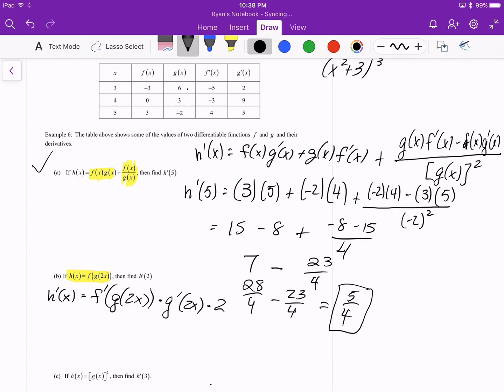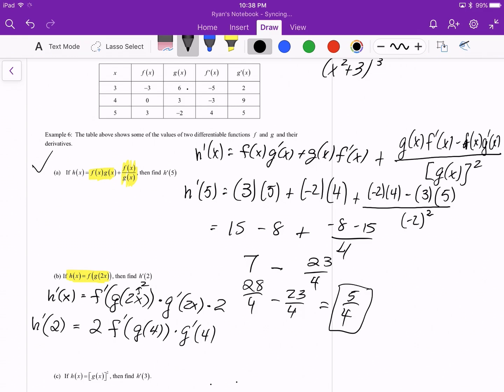And then I have to remember to take the derivative of the inside of that function, and the derivative of 2x is 2. Okay, so if I go ahead and plug in 2 here, since it's asking me to find h prime of 2, then that's going to say what? I'm going to move the 2 to the front to make that a little easier. And then this is going to be f prime of g of 2 times 2 is 4. Okay, so I'm just skipping a step there, making this x a 2, and 2 times 2 is 4, times g prime of 4.